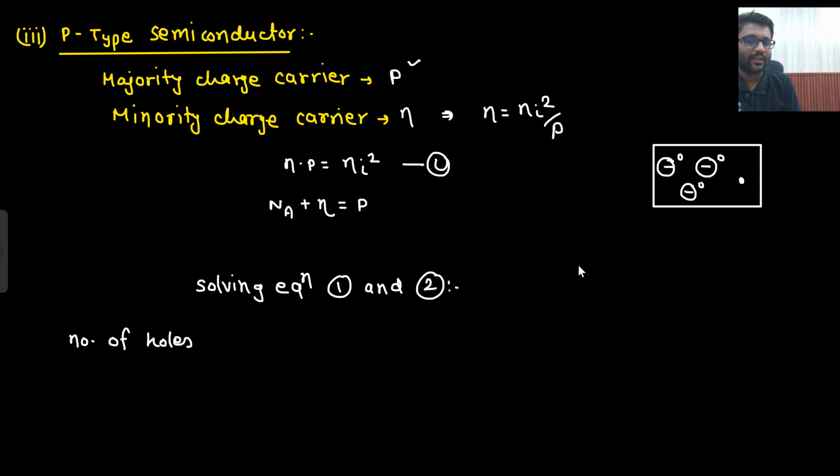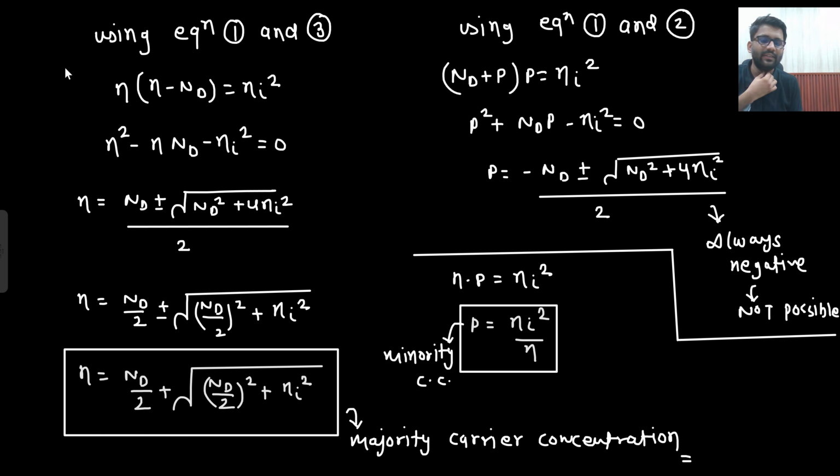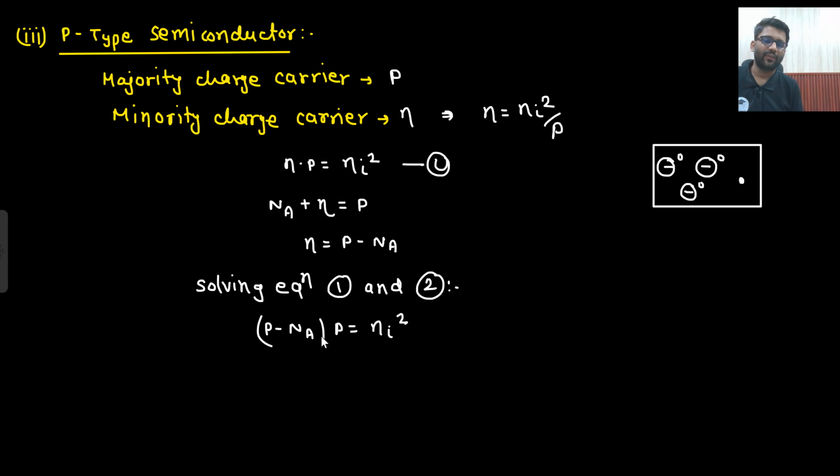What you will find out is the value of P. For finding the value of P, you will replace the value of N. So N will be equal to P minus Na. Solving equations 1 and 2, N will be replaced: P minus Na into P is equal to Ni square. In place of N, you are just putting P. So P minus Na is equal to Ni square. The same kind of equation I am getting.